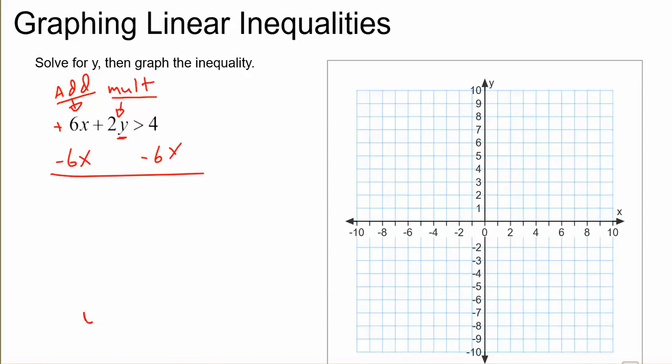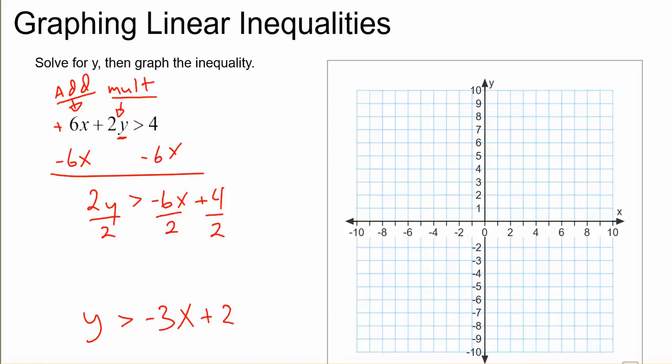I'm trying to get this to say y, and then whatever the inequality symbol, I know it's going to be this way. So we got 2y is greater than negative 6x plus 4. We'll divide by 2. Negative 6 divided by 2 is negative 3. 4 divided by 2 is 2. So this is our equation.